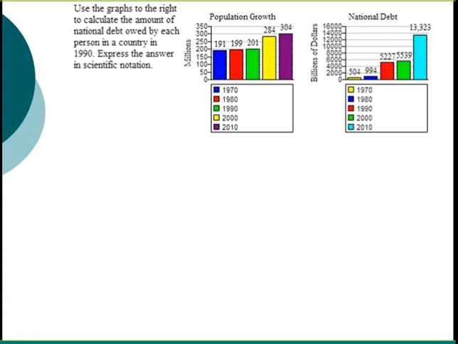Okay. You're going to have a problem like this in your homework where you're having to analyze a graph. It says use the graphs to calculate the amount of national debt owed by each person in a country in 1990. Express answers in scientific notation. So I need to figure out in 1990 how much debt there was. If I go over here and look at the red, I see this 5227, and I have to realize that this is in billions of dollars. And so the answer is 5.227 billion in exponential form.